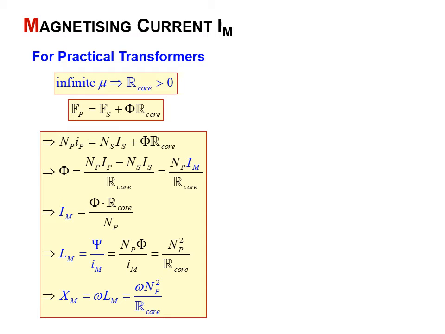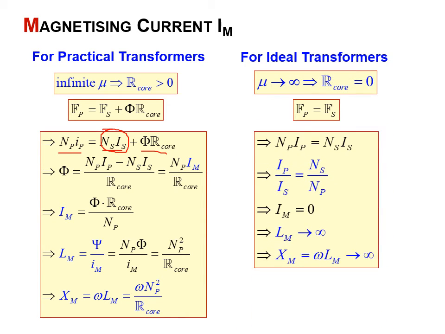and then we can add that on to the secondary consideration. Normally this would be from our perfect transformer equation, but in a practical transformer we have to add on that flux times the reluctance of the core term on the right hand side. So number of turns primary times the primary current is equal to the number of turns secondary times secondary current plus this term here.